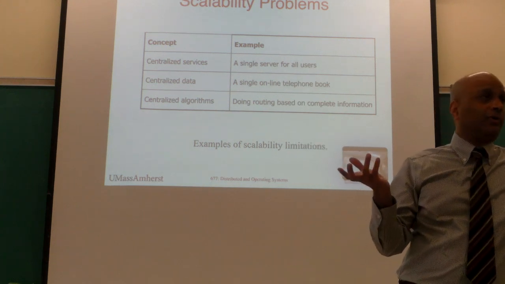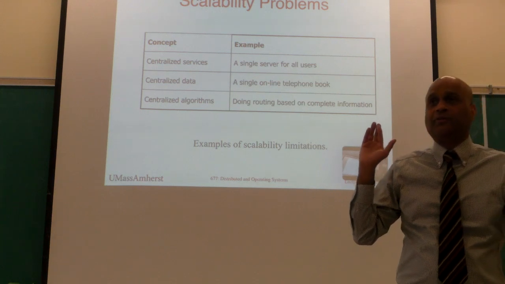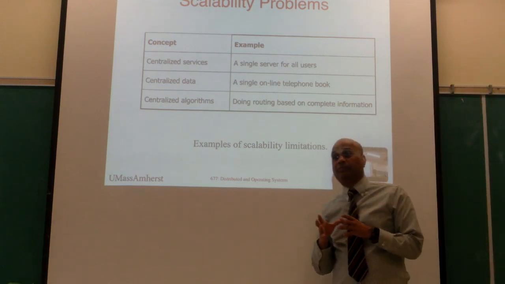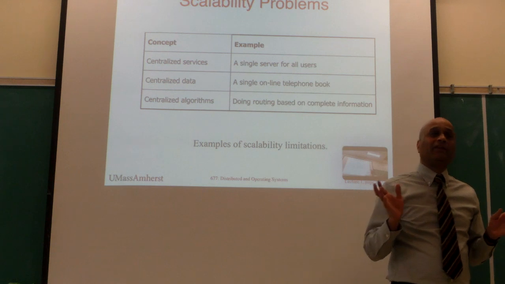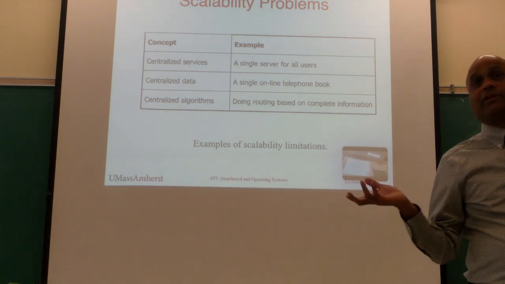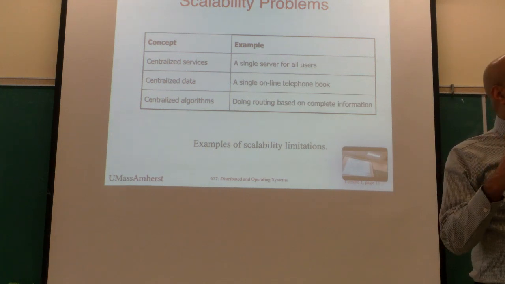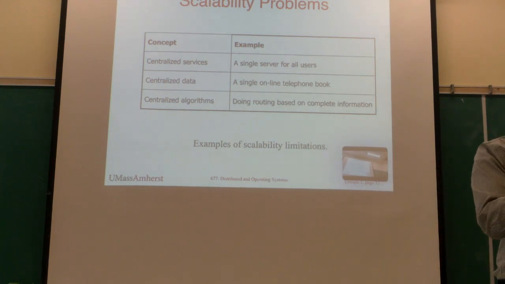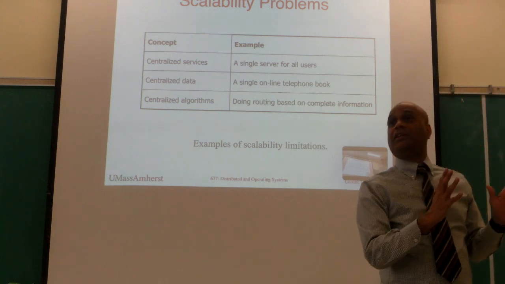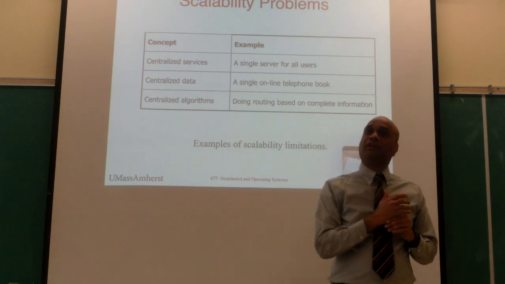So if you have a web server, and let's say you write a blog article that becomes very popular, lots of users come to your website. Your website might actually get overloaded and simply crash, because it cannot scale beyond a certain capacity. It's running on one machine. Its capacity is limited to the number of users that one machine can support. That's an example of a centralized service.